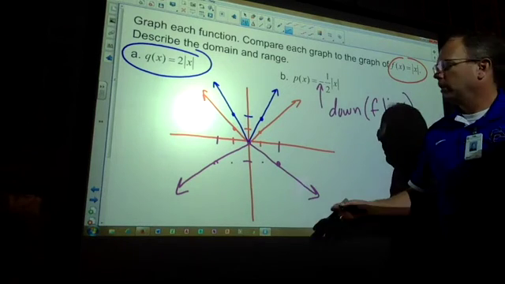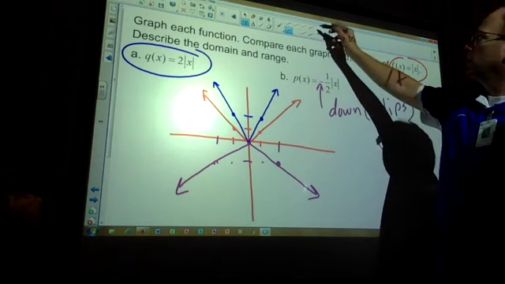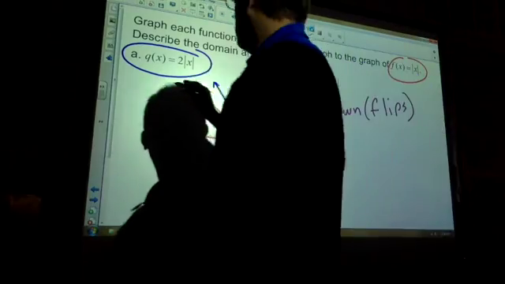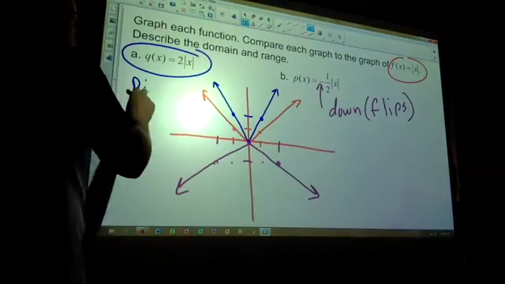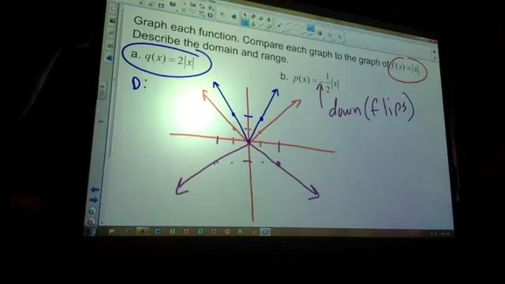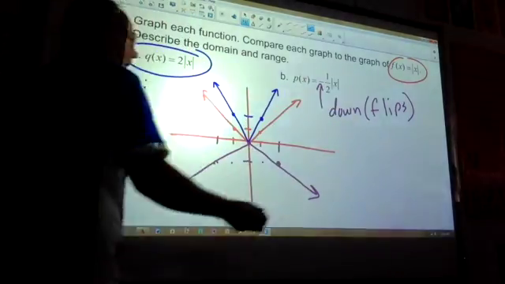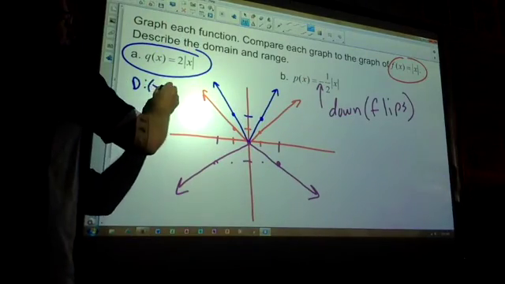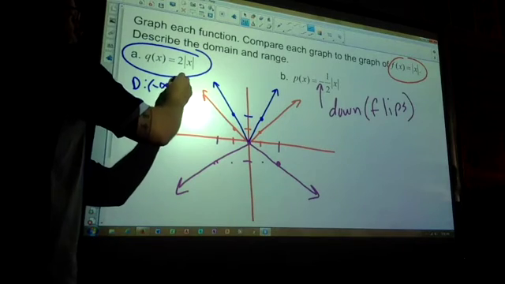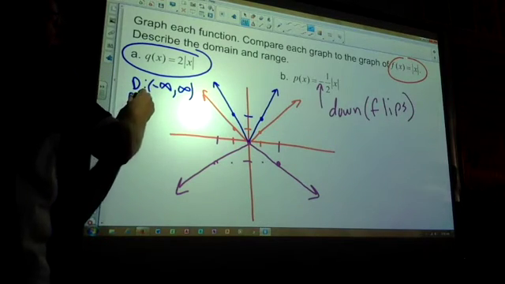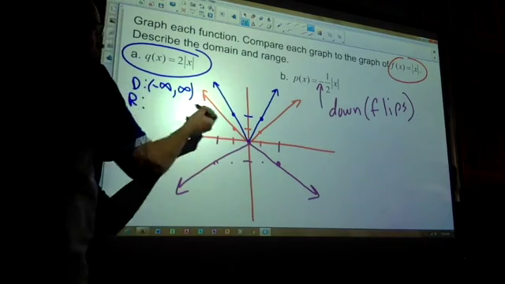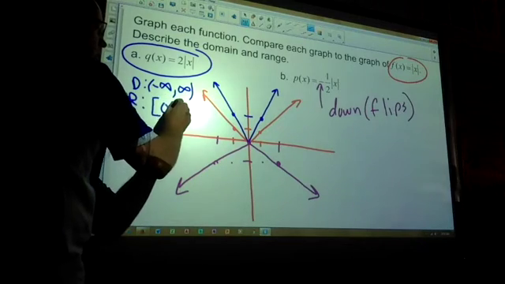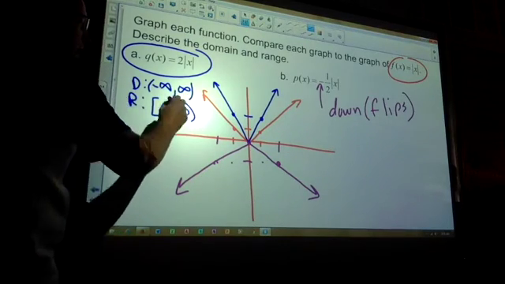Okay, hang on. So, blue. Domain of blue. Is it going to go forever this way? I can look up and see the graph. Forever this way, look up and see the graph. Negative infinity to positive infinity. The range, starting here, going up, so including 0 to infinity.